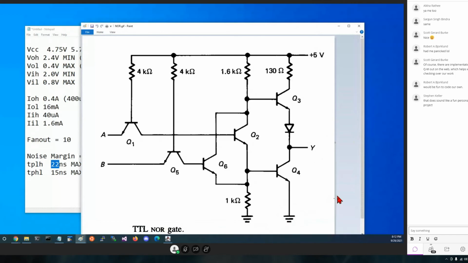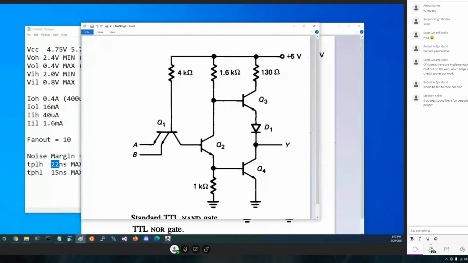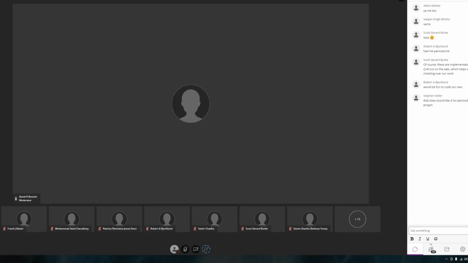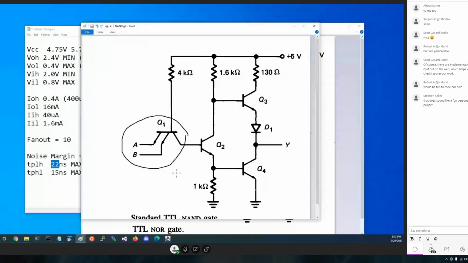This is a NOR gate going on. Not a lot when you look at it carefully. The other thing is this guy. This is a NAND gate. Look at this funny looking transistor here. This transistor has 2 emitters. Either one or both taken to ground will turn that transistor on. If they're both high, it'll stay off.